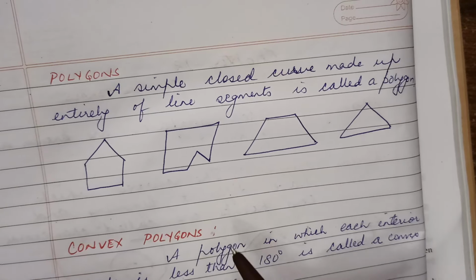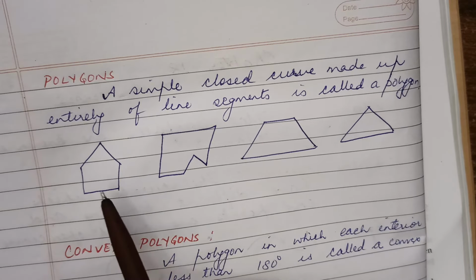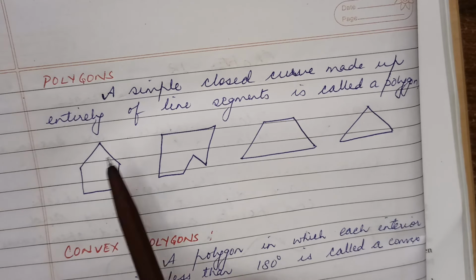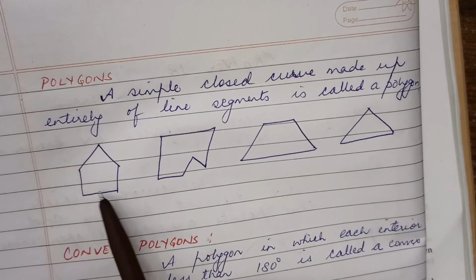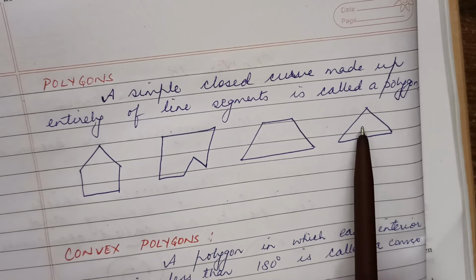Then polygons, a simple closed curve made up entirely of line segments. Means it does not have a circular, curved part. Then it is called a polygon. It is made up of straight line segments. Okay, so these are called polygons.